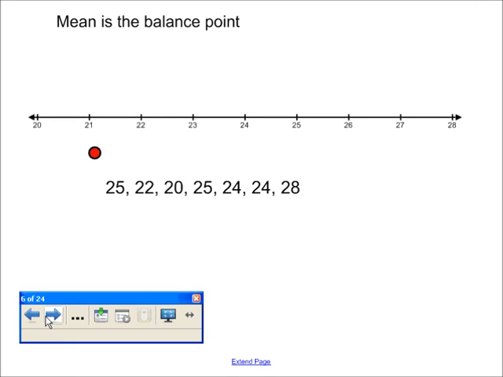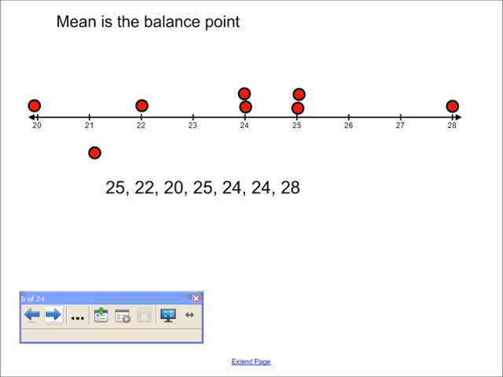Now, one of the cool things about the mean is that it also works as the balance point. What we're going to do here is what's known as a dot plot. I'm going to put a dot over 25 because there was one student who had a foot length of 25. I'm going to put a dot over 22, a dot over 20, another dot over 25, so I put this one on top of the other one, 2 at 24, and then 1 out at 28.